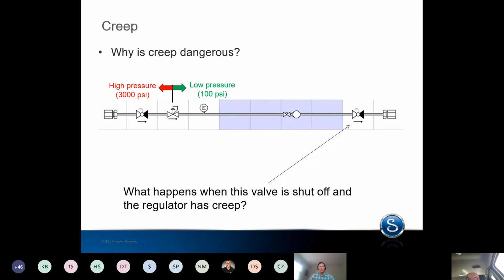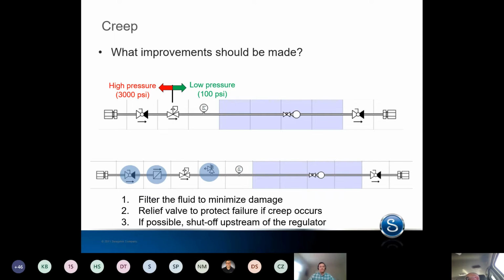So we want to avoid that if we can, and there are some things that we can do to avoid creep.